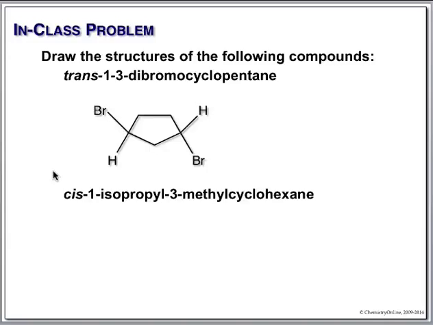Doesn't matter at all. Now, if we drew this as wedges, what we would do is draw our five-membered ring flat. And then we would have to show, using our wedge bonds, one bromine up and one bromine down. And that would work. Those two are equivalent structures.